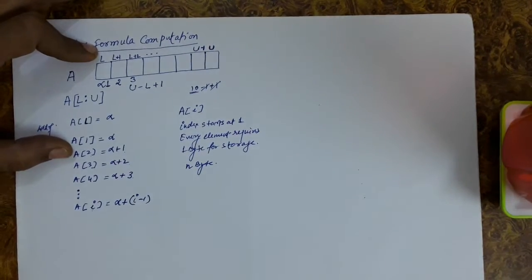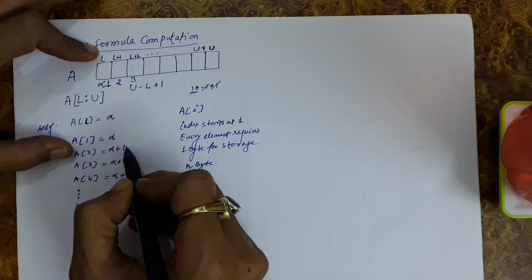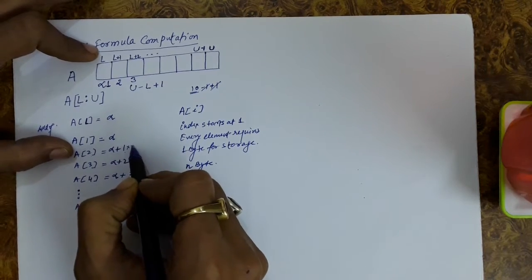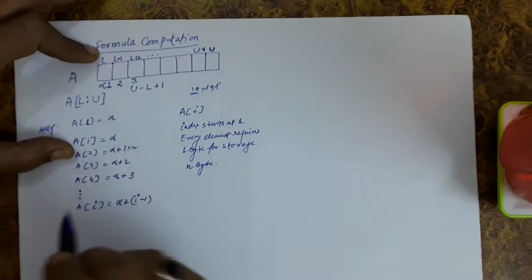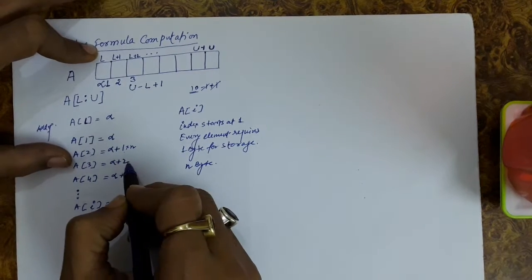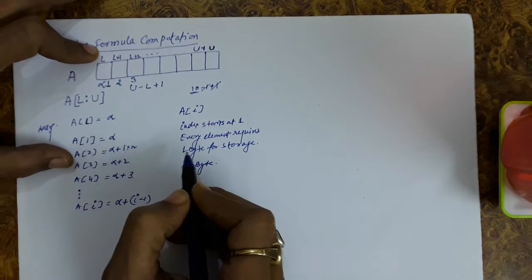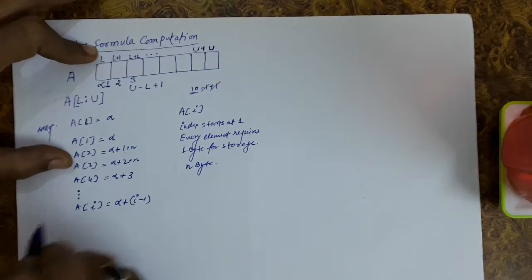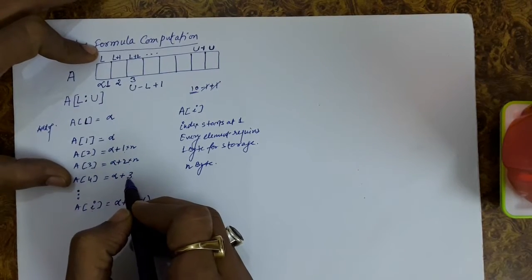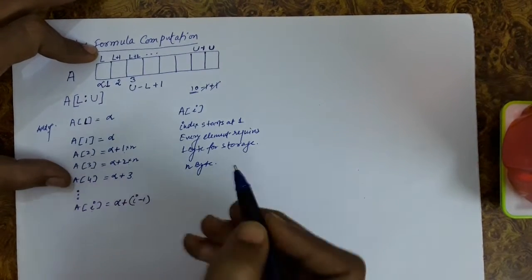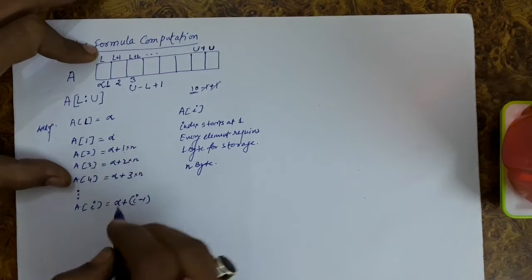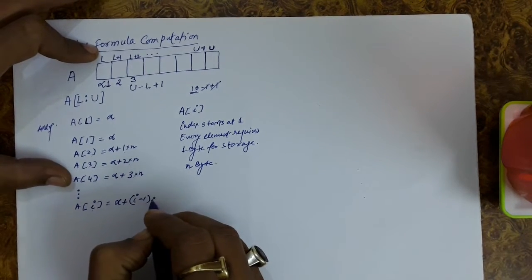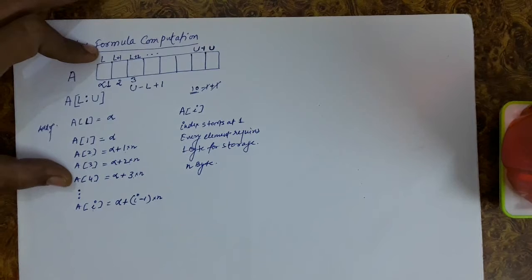So if it requires n bytes for storage, the address of the first element will be alpha plus 0 into n, the address of the second element will be alpha plus 1 into n, the address of the third element will be alpha plus 2 into n, and the address of the fourth element will be alpha plus 3 into n. So the address of the ith element will be alpha plus (i minus 1) into n.